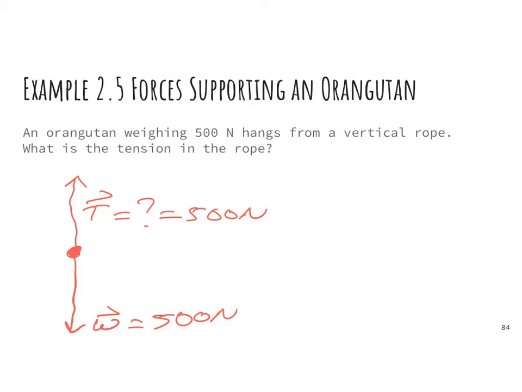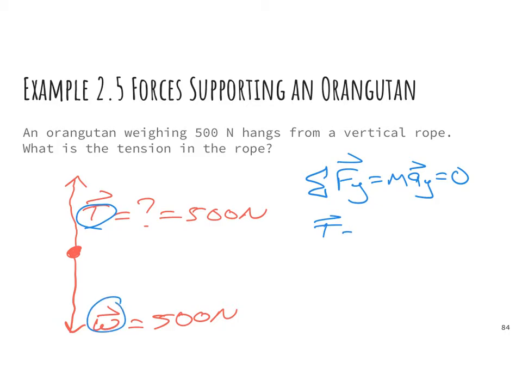So that means that the sum of the forces in the y direction equals mass times acceleration in the y direction, and that's going to equal 0. When I say the sum of the forces, I add up all the forces. There are forces in the positive direction, and that's going to be tension. And there are forces in the negative direction, and that's going to be weight. But in equilibrium, the acceleration is 0, therefore the sum of the forces is 0.